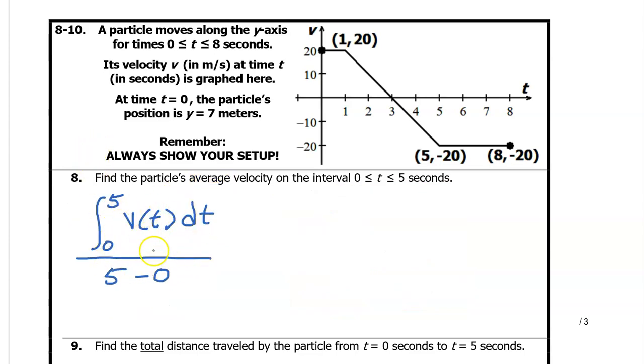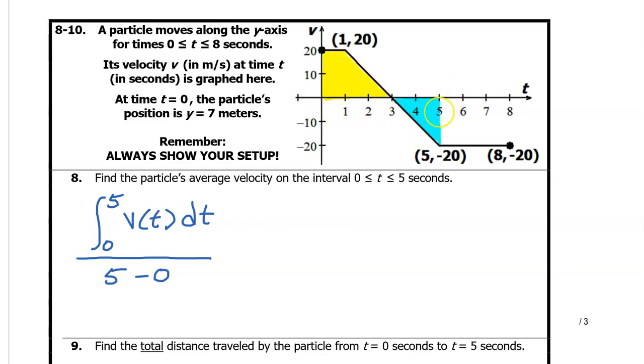So here's an expression for the average value of velocity on the interval from 0 to 5. In the numerator, we need to calculate the integral of velocity from 0 to 5. But we are given a graph of velocity. So the integral of velocity will be the area between the curve and the x-axis between 0 and 5.